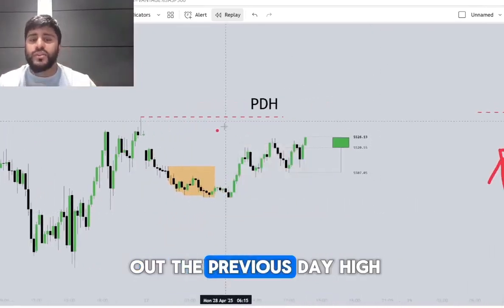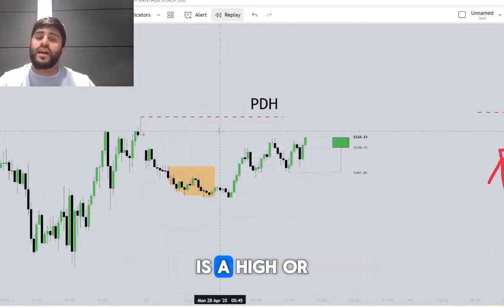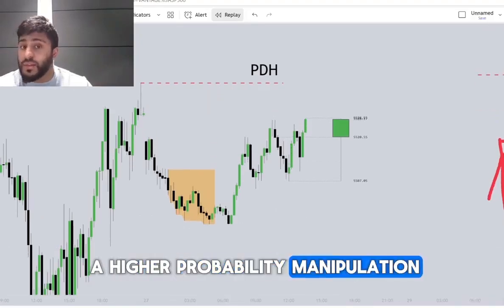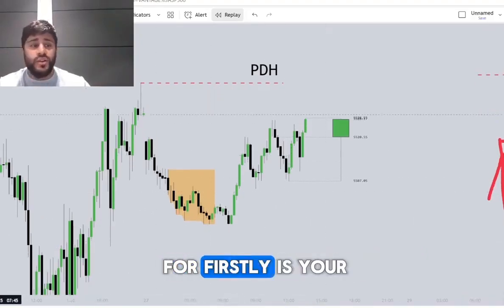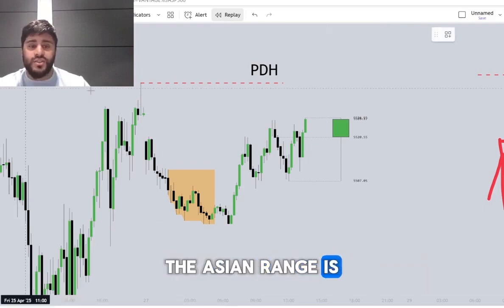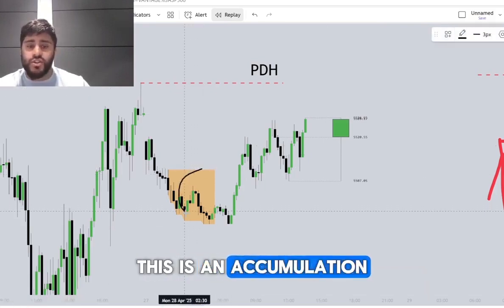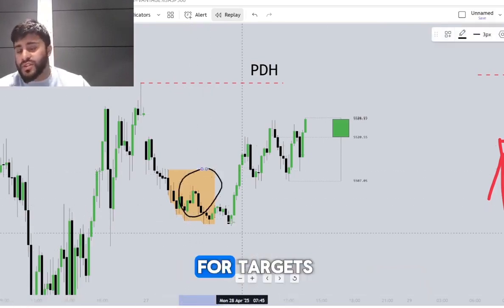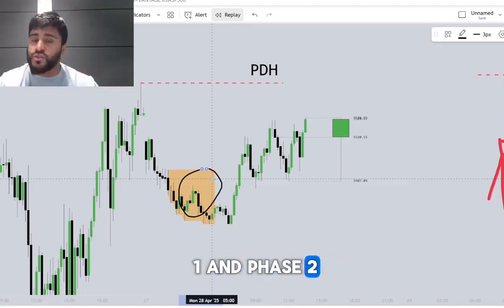So when price takes out the previous day high, you can rest assured this is a higher probability manipulation. So what you're looking for firstly is your Asian range. The Asian range is an accumulation, right? This is an accumulation of liquidity. We often use it for targets and for our phase 1 and phase 2 manipulations, right?